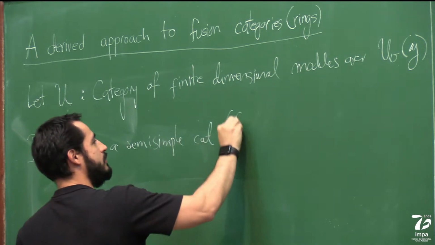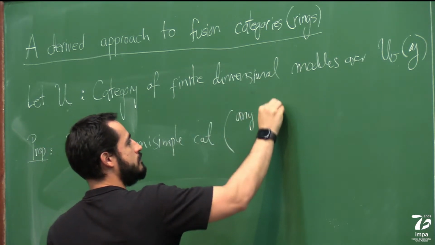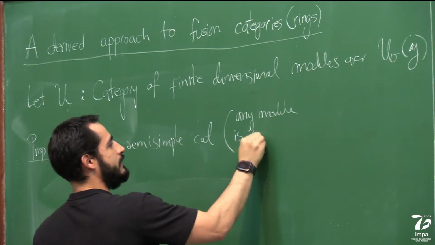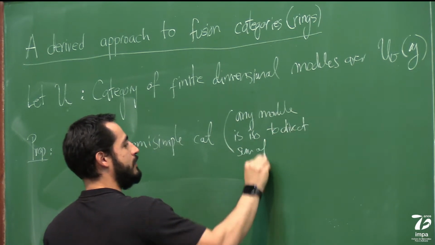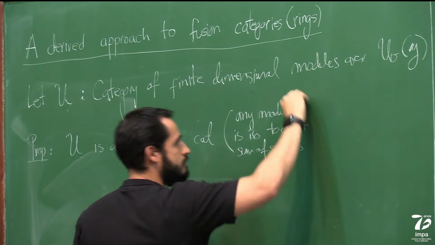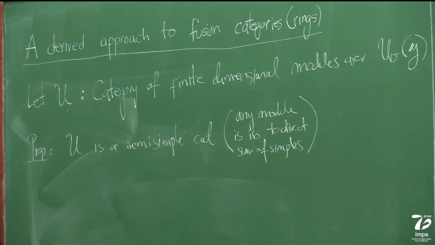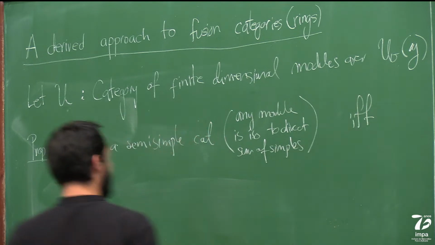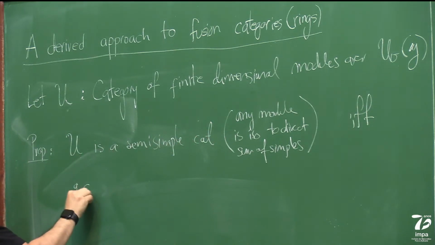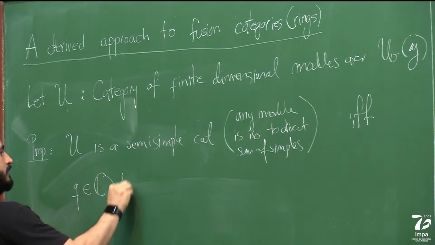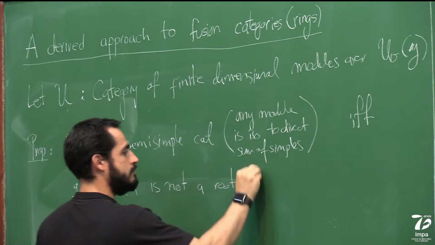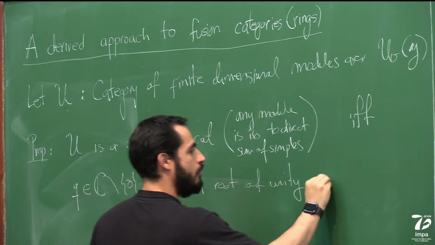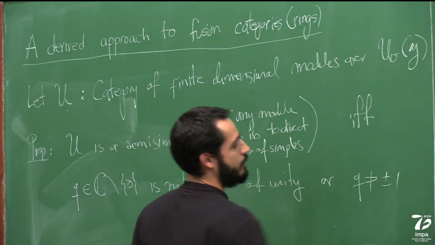That means any module is isomorphic to a direct sum of simples. A category U is semi-simple if and only if this number Q, a number in Z minus 0, is not a root of unity, or is different from plus or minus 1.